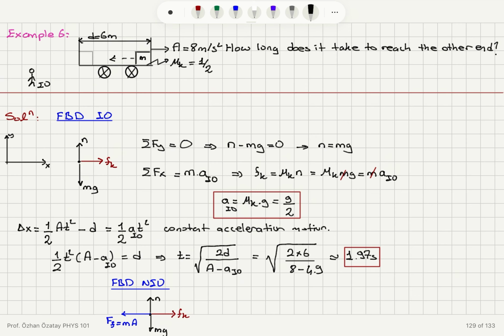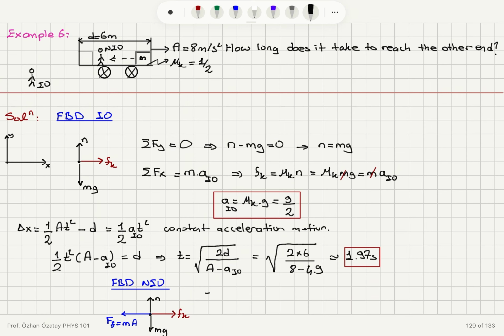Now, alternative solution, non-inertial reference frame. Who is the non-inertial observer? The person inside the car is the non-inertial observer. The non-inertial observer reports a normal force pointing up, mg pointing down. According to this observer, the object is moving to the left, so kinetic friction pointing to the right. Because we are in an accelerated reference frame, there is a fictitious force m times capital A pointing to the left because acceleration is to the right.